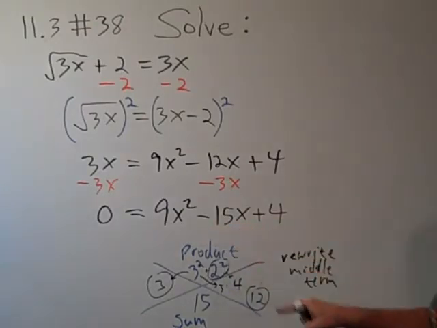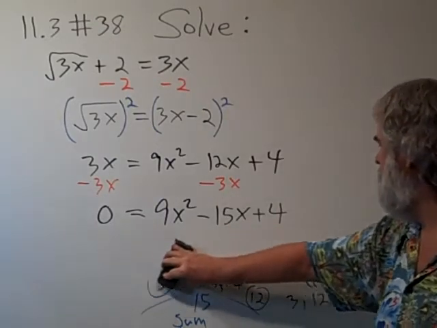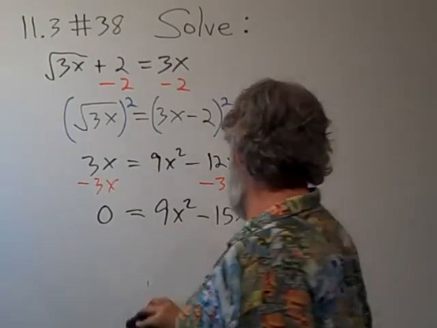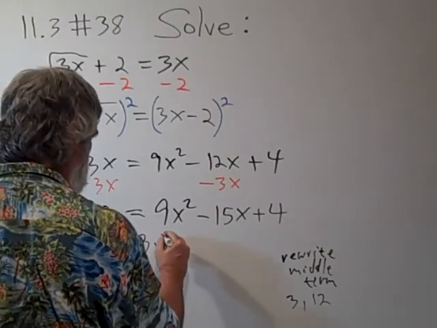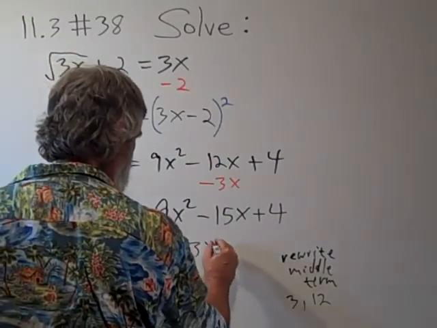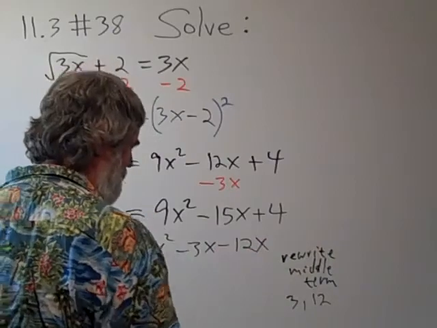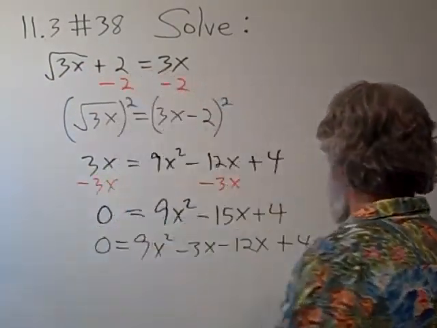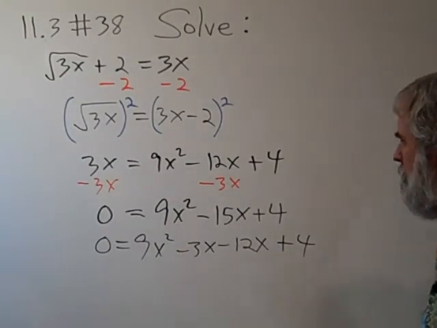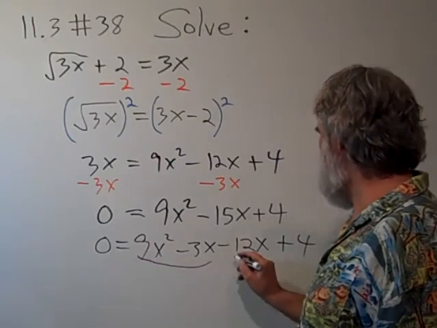That's the middle term, using 3 and 12. So doing that, our equation becomes 0 equals 9x squared minus 3x minus 12x plus 4. And we've rewritten the middle term using the 3 and the 12. Now factor by grouping will work to finish this.